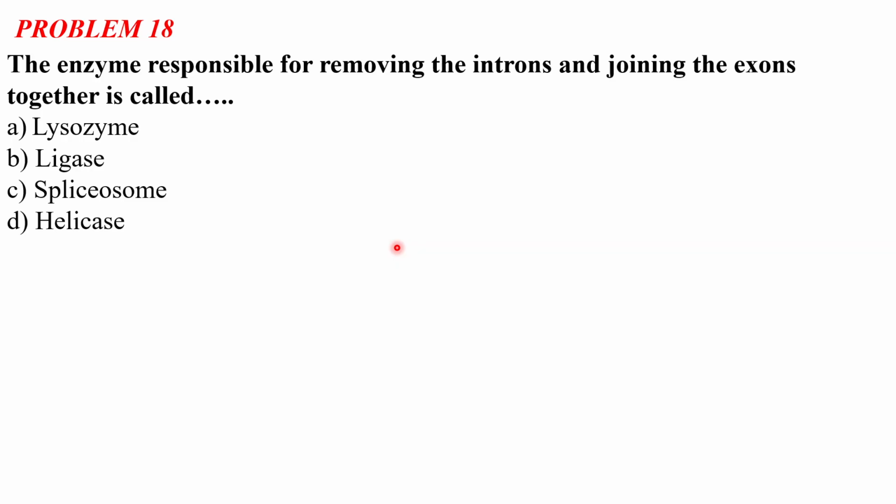Problem number 18. It says the enzyme responsible for removing the introns and joining the exons together is called number A, lysozyme, number B, ligase, number C, spliceosome, and number D, helicase. Let me know A, B, C, or D, which of the following will be the correct answer for problem number 18.